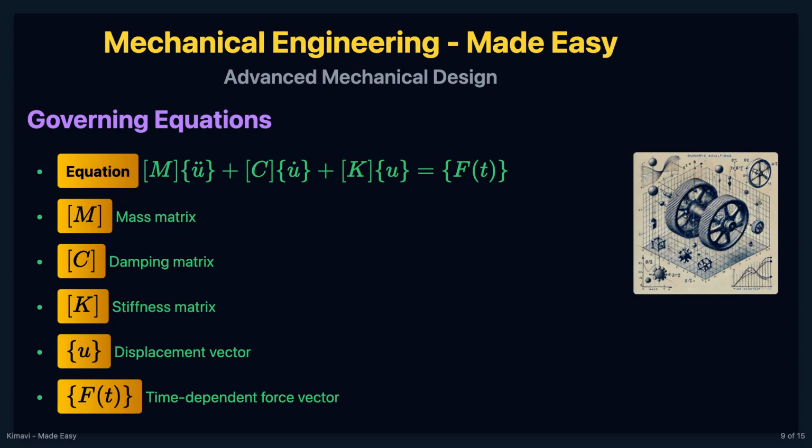The equation of motion for a dynamic system can be written as mass times acceleration plus damping times velocity plus stiffness times displacement equals the force that varies with time. In this equation, the mass matrix is represented by m, the damping matrix by c, the stiffness matrix by k, the displacement is given by the vector u, and the time-dependent force is represented by f(t).